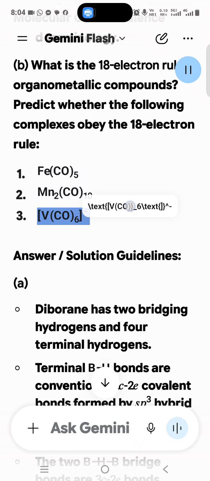Answer/solution guidelines. A. Since G is a state function, dG is an exact differential of the form dG equals M dP plus N dT, where, applying Euler's reciprocity relation, (∂M/∂T)_P equals (∂N/∂P)_T. B. For an isothermal process of an ideal gas.